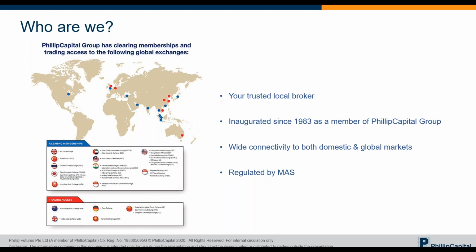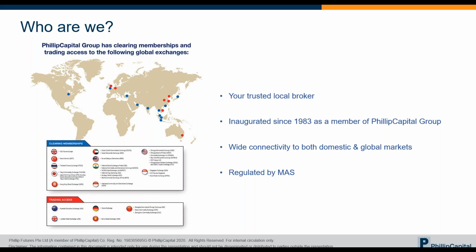So actually this year is our 30th anniversary. And the group has clearing memberships in 21 global exchanges, including SIBO. And thus we provide you with connectivity to global markets. And when you're trading with Phillip Futures, you can also have peace of mind as we are regulated by our financial authority here, MAS. And MAS has very strict regulations with, of course, a key intention to protect you consumers.